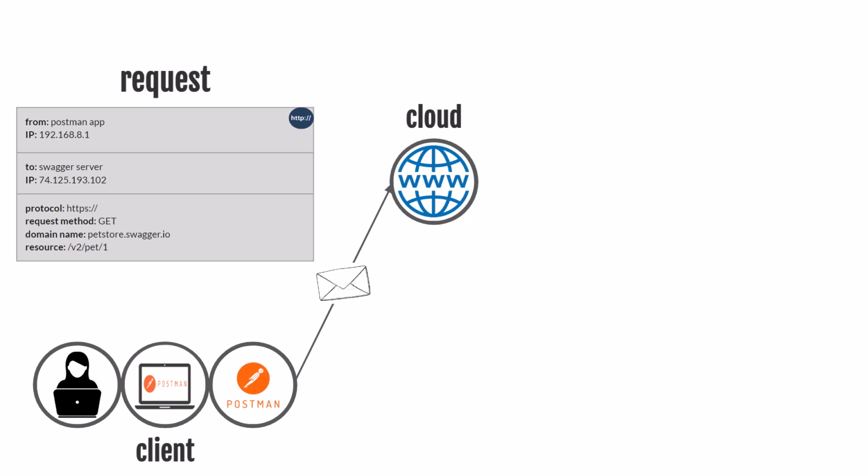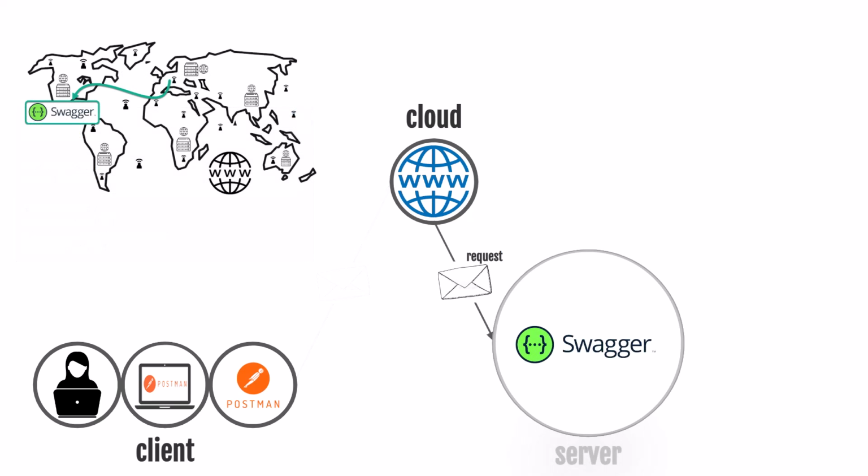It has sections from and to with the IP addresses of the client and the server. The protocol is HTTPS. The method is GET. The domain name is petstore.swagger.io. The resource is v2/pet/1. The request goes through a long journey on the internet.